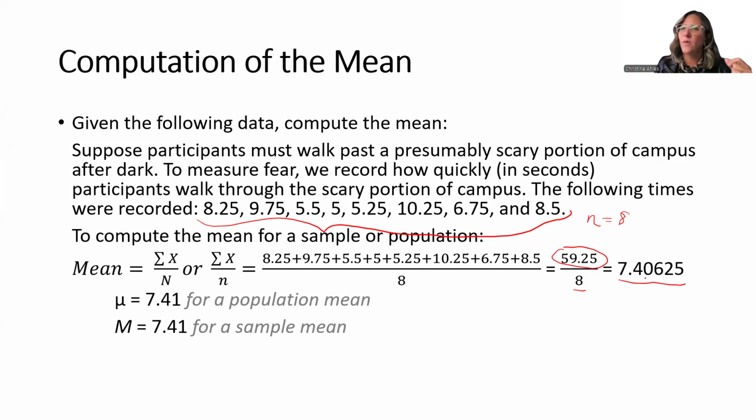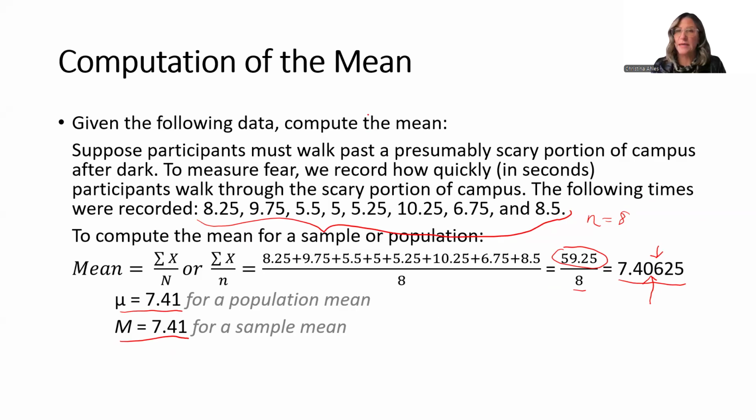7.40625. We always round to the second decimal in statistics when we're reporting. I would keep as many decimals as possible until your final answer, then you round to the second decimal. And because this third number right here is a 6, it's 5 or more, we're going to round this 0 up to 1. So as you'll notice, our answer, if it's a population, is mu equals 7.41. If it's a sample, it's M equals 7.41. It's a very, very simple calculation.